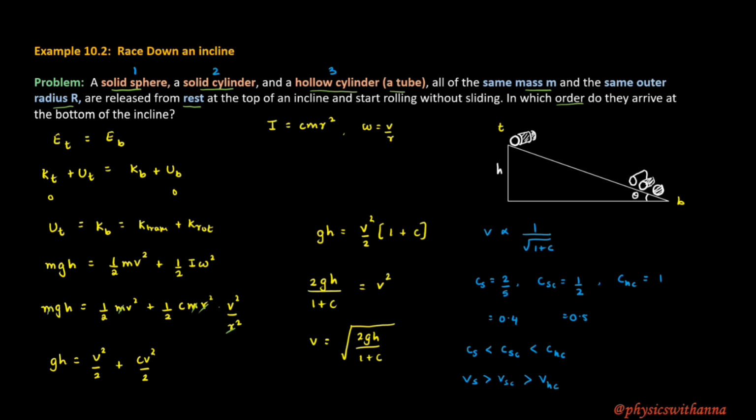So if you get something like this in a multiple choice question, you can just remember that V is inversely proportional to square root of 1 plus C. That means it is inversely proportional to C. And then compare the values of velocity to determine who will arrive first.